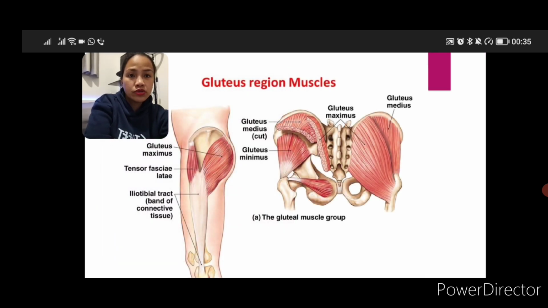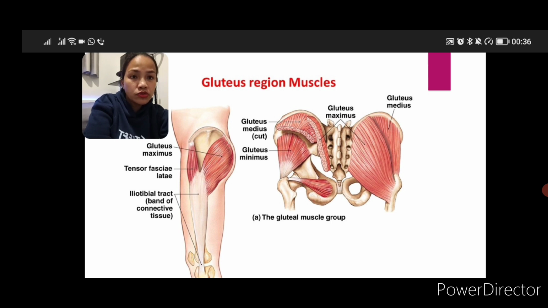So this is the gluteus region muscles. In the illustration on the left side, you can see the gluteus maximus. This small muscle here that is connected to the iliotibial band is called the tensor fascia lata. And here on the right side of the screen, you'll see the cut portion of the gluteus maximus. That way we will be able to see properly what's underneath the gluteus maximus. It's called maximus because it means it's the biggest muscle.